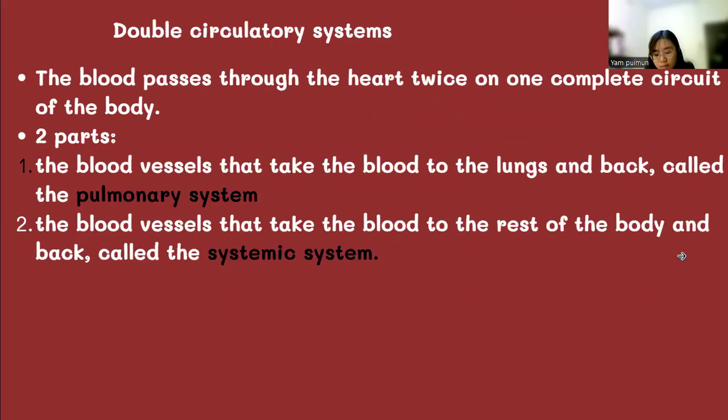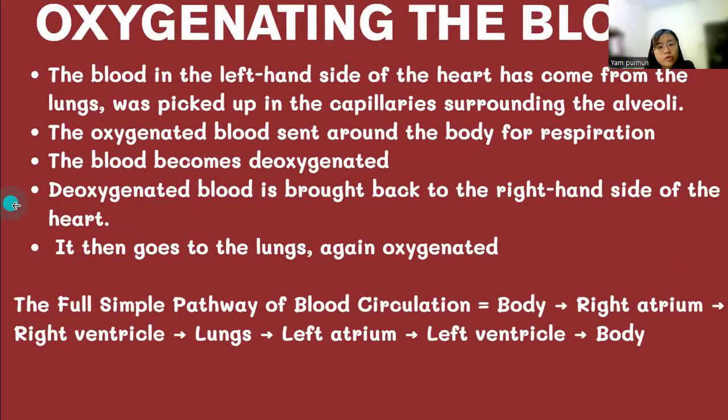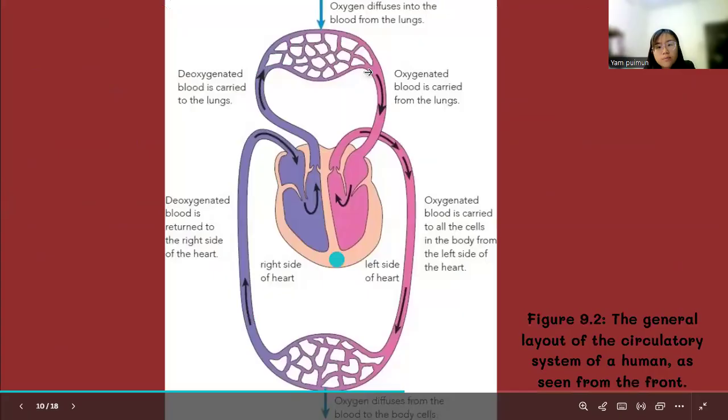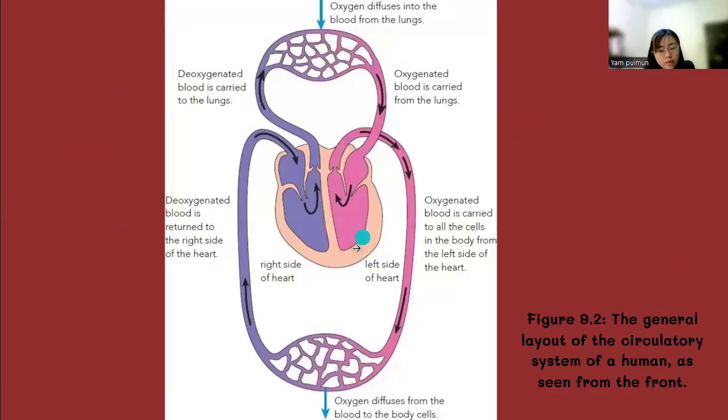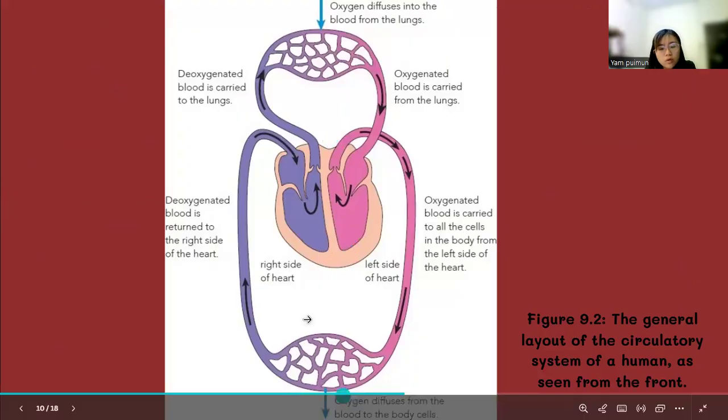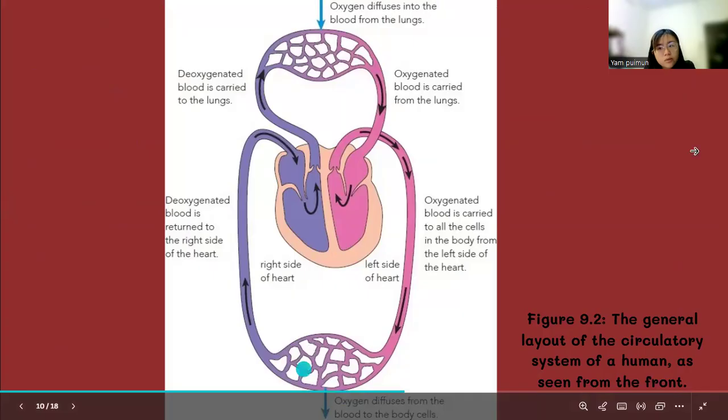So what is double circulation? Double means twice. So the blood passes through the heart twice on one complete circuit of the body. As is stated here, the blood needs to pass through the heart twice before it goes to our cells.